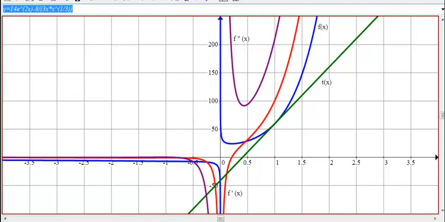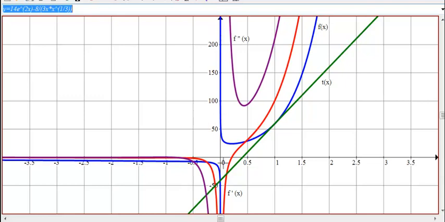Now let's take a look at this and make sure this makes sense from the shape of the graphs. So the original function we notice is decreasing here, so the derivative is down in the negatives. It's decreasing here, so the derivative is down in the negatives. Where the derivative crosses the x-axis right here, right above that is where the original function has a minimum. And then beyond that, the derivative is positive because this function is increasing.